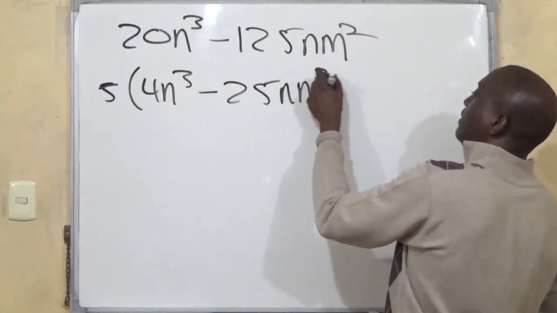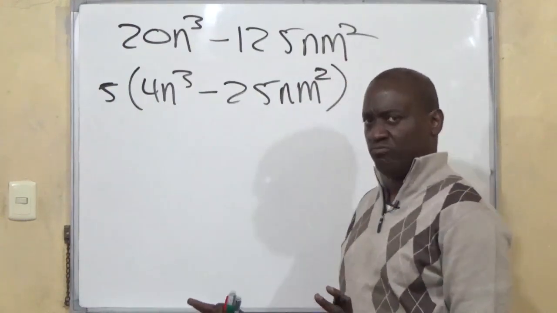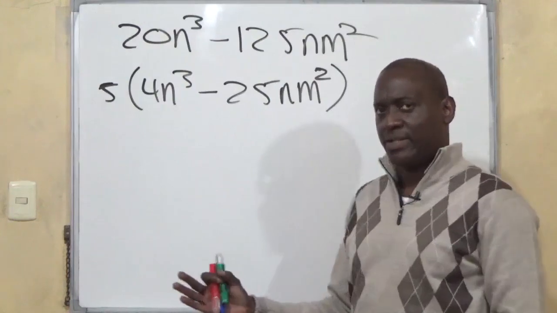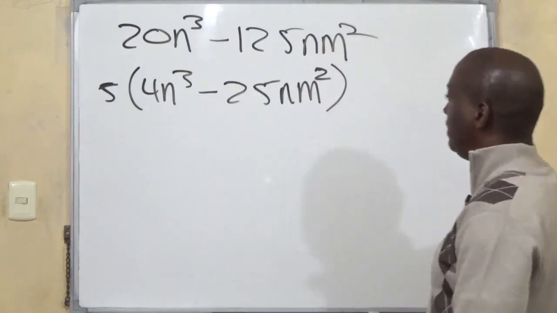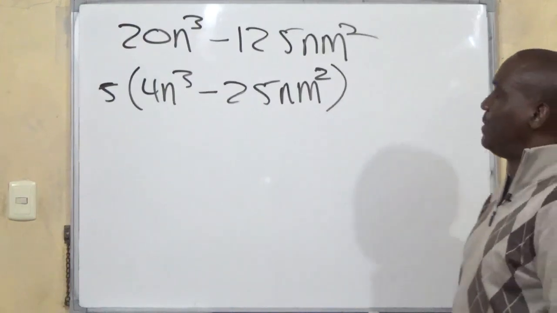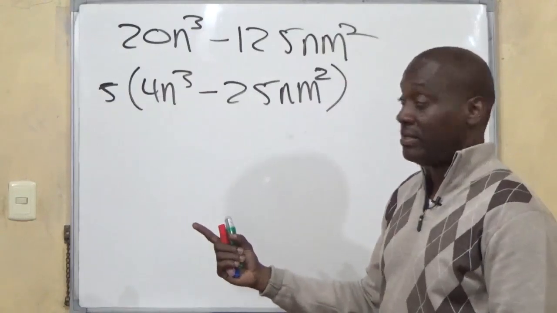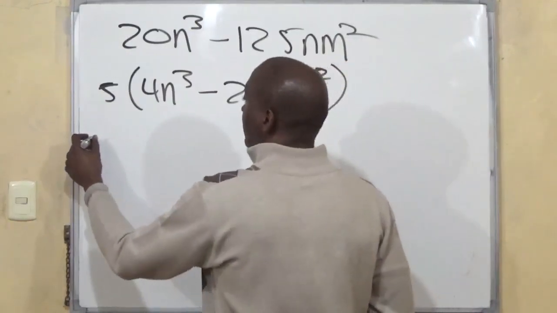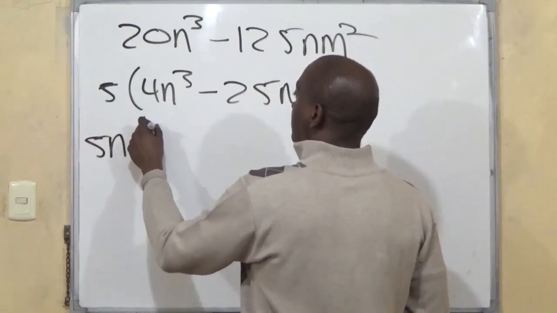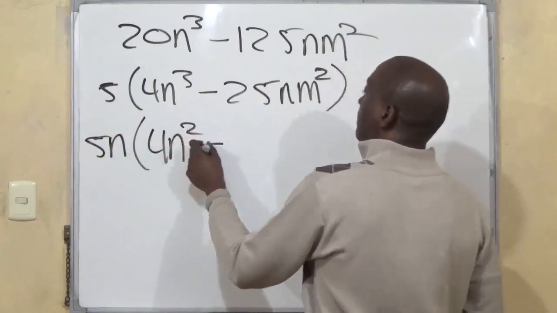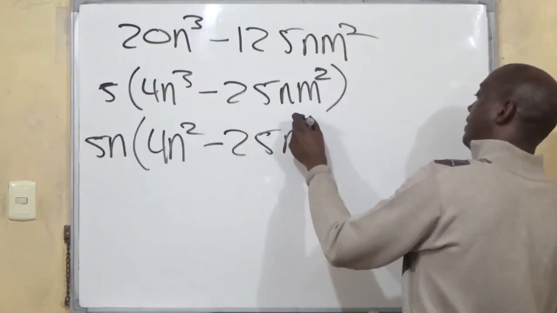nm squared. Right? So you see 4 here and you see 25 here, and 4 is a perfect square and 25 is a perfect square. But we haven't finished the factorization in here yet. Right? Because we have an n cubed here and we have an n here. So we have n as a common factor as well. So you have 5n now. You take out the 5 and the n. 5n into 4n squared minus 25m squared.